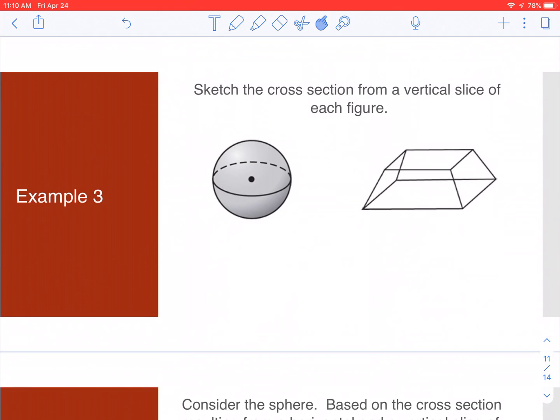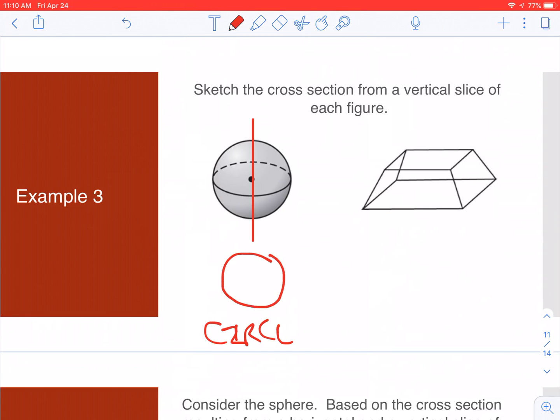Okay, so it says sketch the cross section from a vertical slice of each figure. So I'm going to take my pen and go vertical slice. If I can imagine that in my mind, I imagine my circle. Just like if you cut an orange or a lemon or a cantaloupe or something like that. Okay, here, vertical slice.